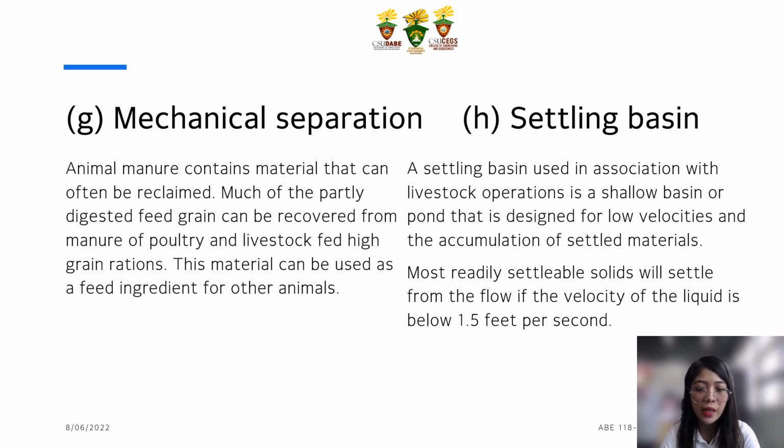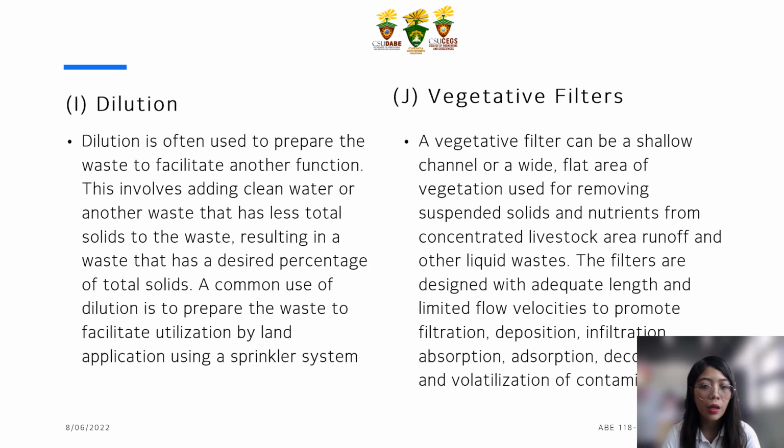And then a settling basin used in association with livestock operation is a shallow basin or pond that is designed for low velocities and the accumulation of settled materials. So most readily settled solids will settle from the flow when the velocity of the liquid is below 1 to 1.5 feet per second. And then we have also the dilution and the vegetative filter. So this can be used in separating the solid waste from its liquid waste.